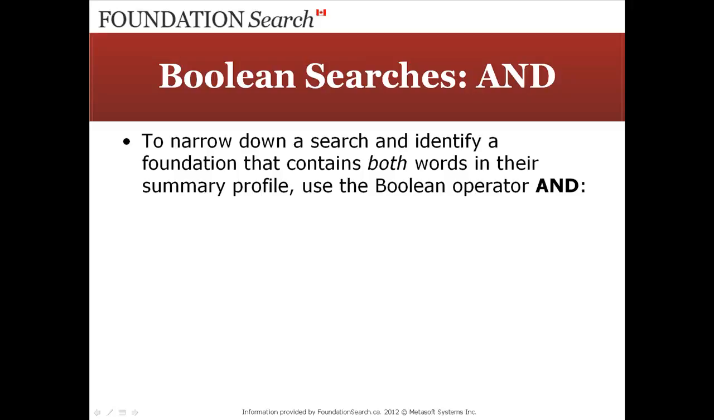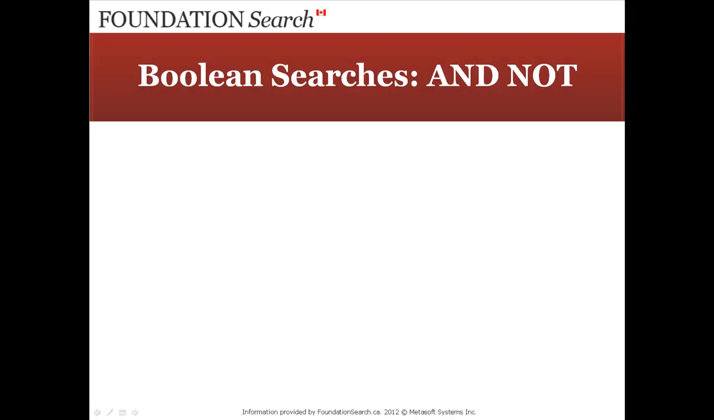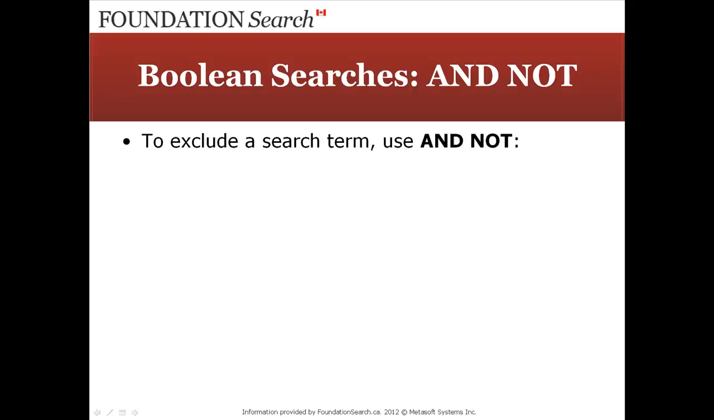To narrow down a search and identify a foundation that contains both words in their summary profile, use the Boolean operator AND. Hospital and Vancouver. To broaden your search to include results that contain either of the words you've typed in, use the word OR. Hospital or Vancouver. To exclude a search term, use AND NOT. Hospital and not animal.